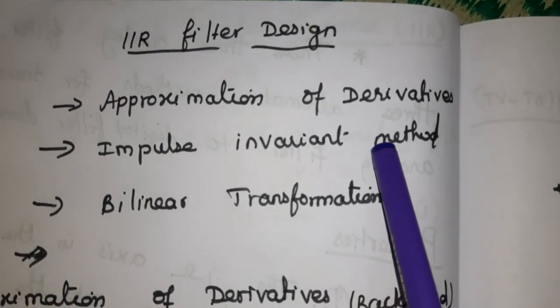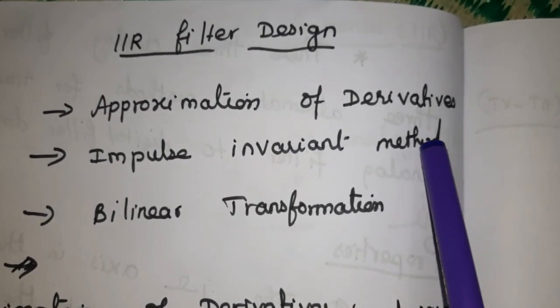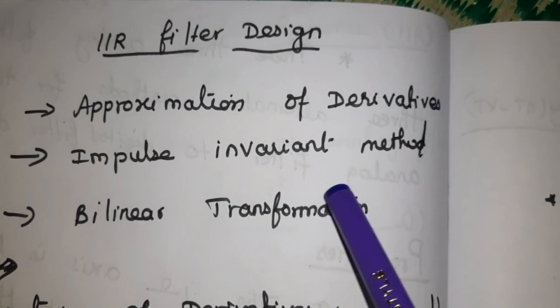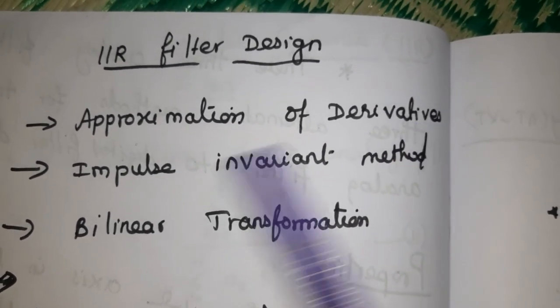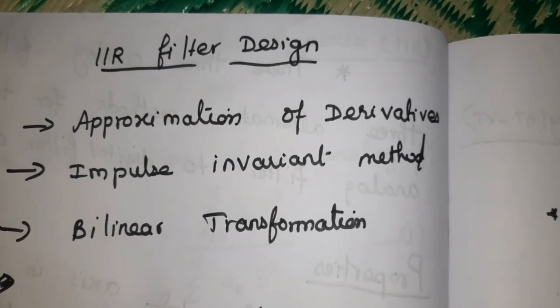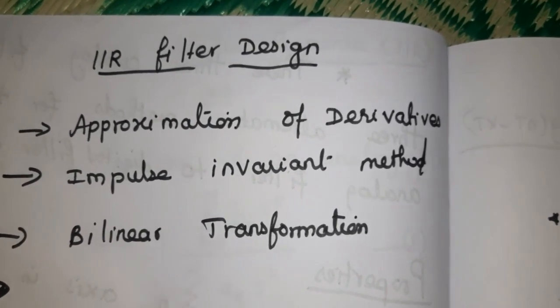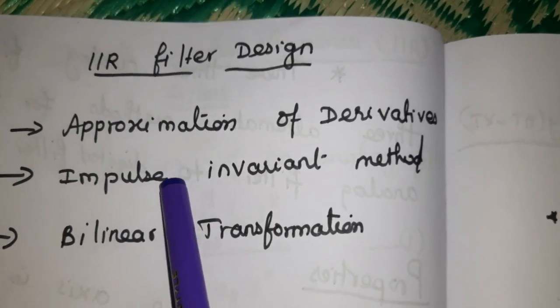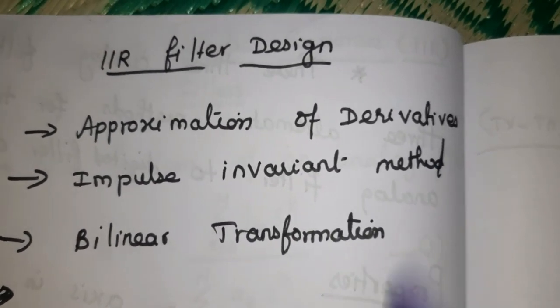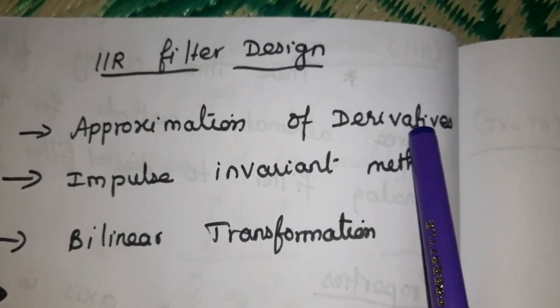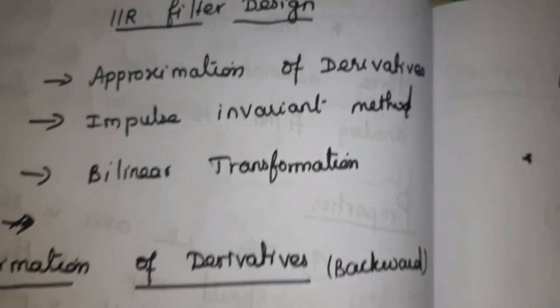So there are three different IIR filter designs for three different analog system function representations. The first one is approximation of derivatives, which uses the third system function equation, the linear constant coefficient differential equation. The next one is the impulse invariant method, and the third one is the bilinear transformation. In this video we are going to see about approximation of derivatives.